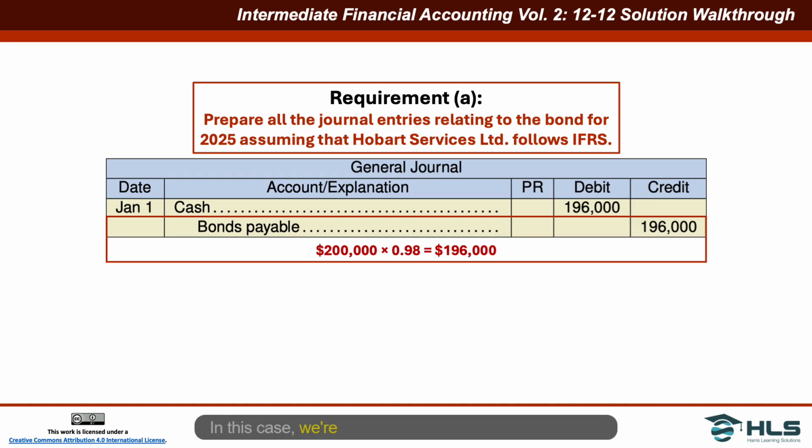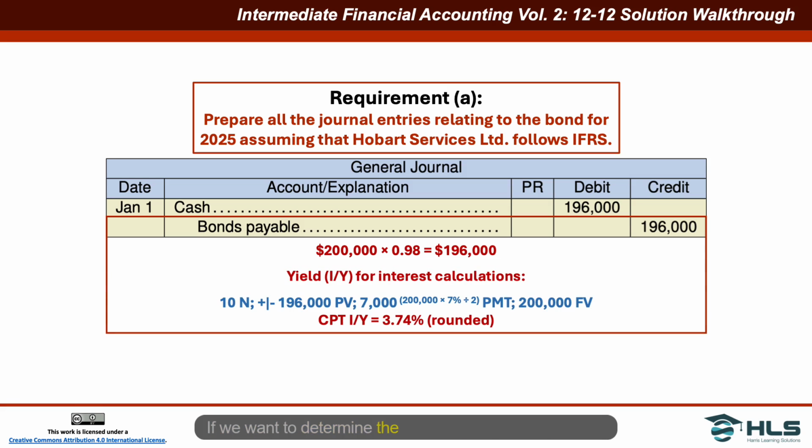In this case, we're told that the bond is selling at 98, which means that it's selling at 98% of its face value. That is the present value. So we'll take the face value of $200,000 times 0.98 or 98% to end up with $196,000. That's the amount that we'll debit to cash and credit to bonds payable.